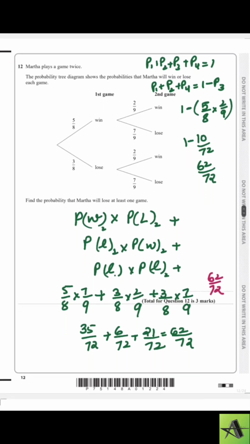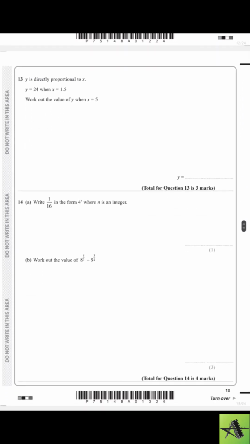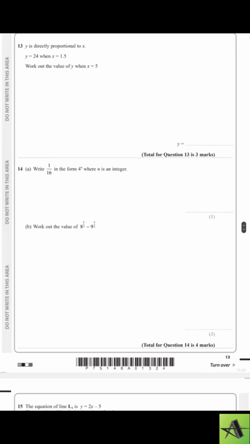Okay, moving on to the next question. Y is directly proportional to x. Y is 24 and x is 1.5. Work out the value of y when x is equal to 1.5. Well, y is directly proportional to x. That means I can write y is equal to kx. Whenever something is directly proportional, we write like this.